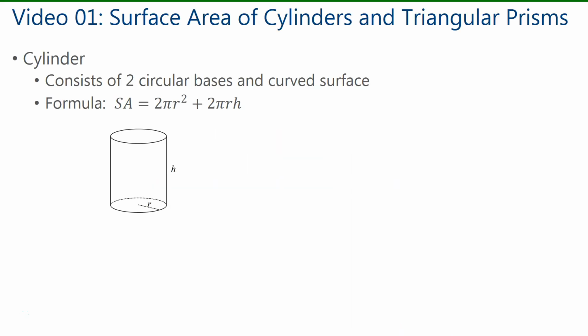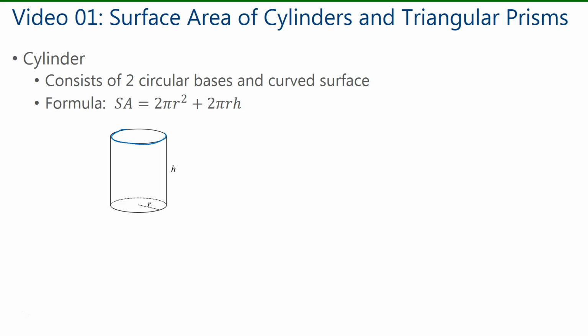So let's start by looking at a cylinder. A cylinder consists of two circular bases and a curved surface. And the formula is given by 2 pi r squared plus 2 pi r h. Now let's break down this formula to see where it comes from.